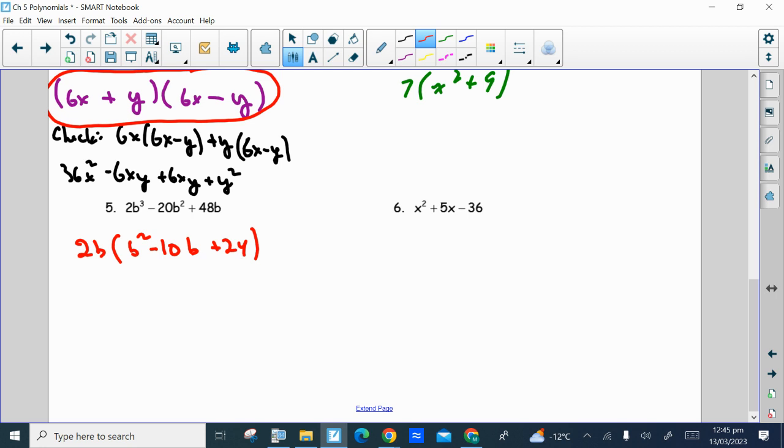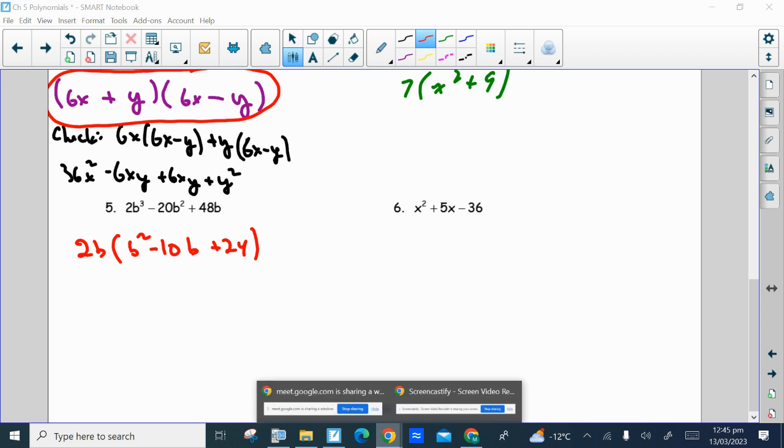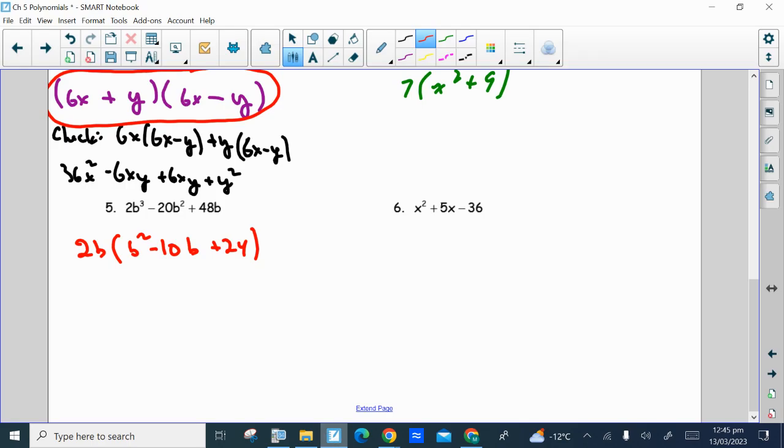We took out a common factor of 2b. And now we look at the trinomial that's left inside the brackets. That can also be factored. So this is one of those trinomials where the number in front of the b squared is 1. So this is one that we do by finding two numbers that multiply together to get 24, add to get negative 10. The front terms multiply to get b squared, so they both have to be b's. And the numbers that work here would be negative 6 and negative 4.